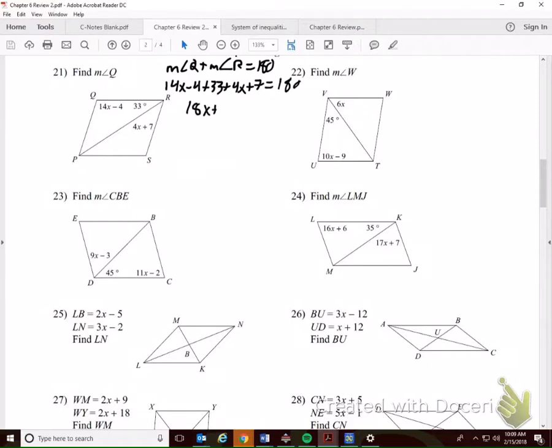14x plus 4x is 18x. All the constants go together to form 36. Start moving stuff around, we get 18x equals 144. We divide out, and we get x equals 8. Now we have to find the measure of angle Q, so we plug in the 8 and get 14 times 8 minus 4. It's going to give us 112 minus 4, or 108 degrees.